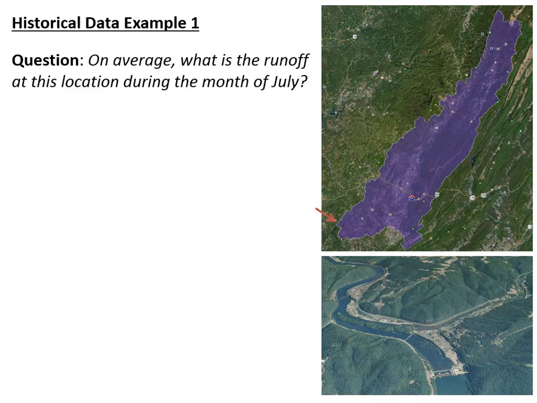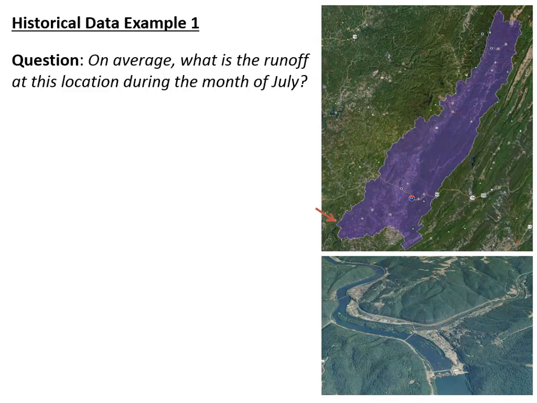This is showing where the watershed exits, and so this is the Greenbrier River exiting the Greenbrier watershed. And just by looking at the stream flow data, that record of data that went from 1936 until the present, you can look at questions like, on average, how much runoff is there at the location during the month of July?